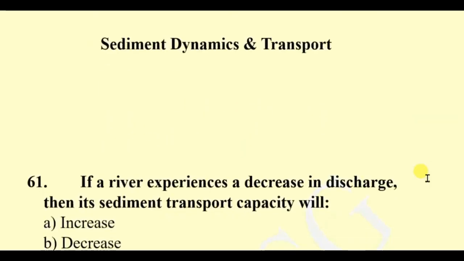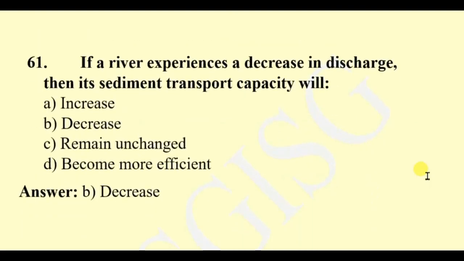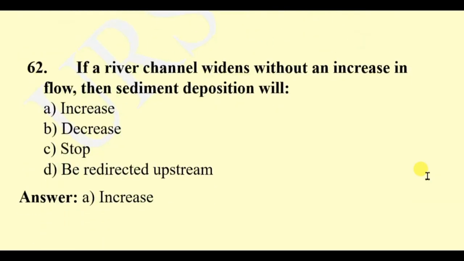Sediment dynamics and transport. 61. If a river experiences a decrease in discharge, then its sediment transport capacity will increase, decrease, remain unchanged, become more efficient. The right answer will be decrease. Question 62. If a river channel widens without an increase in flow, then sediment deposition will increase, decrease, stop, be redirected upstream. The right answer will be increase.